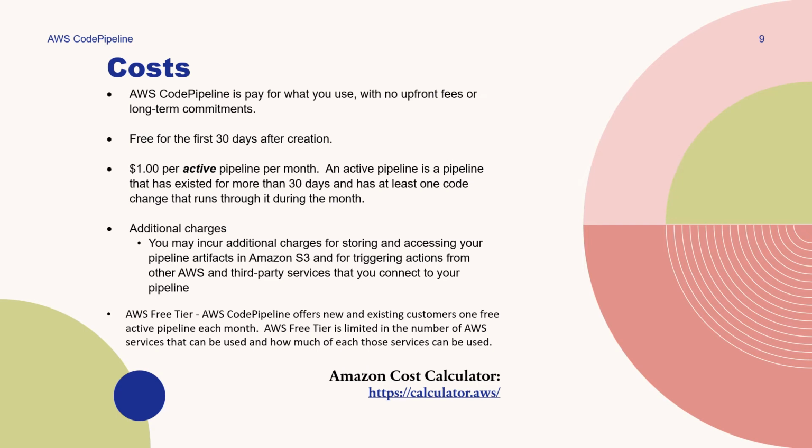Additional charges may accrue depending on storage and pipeline usage, as well as the addition of non-AWS tools that you might use in your pipeline configuration. If you're signed up under AWS free tier, AWS CodePipeline offers new and existing customers one free active pipeline each month, though free tier does have limitations in the services that are offered, so you may not be able to use all of the technologies that are typically available within the CodePipeline.